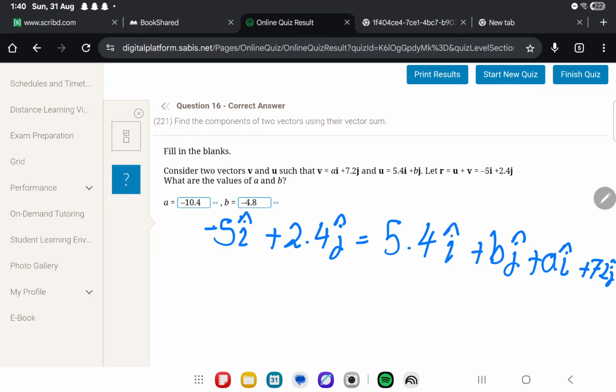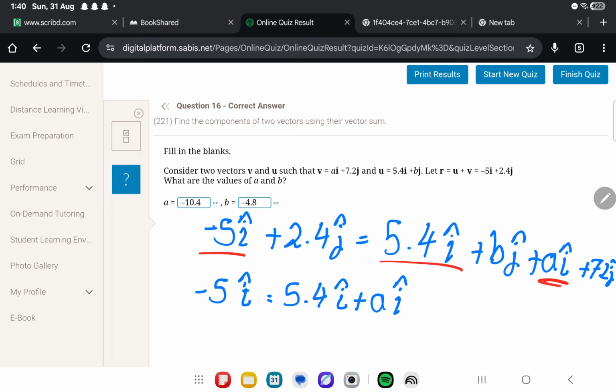Now, what do you do here? You're gonna group your i with i and then your j with j. So, negative 5i is equal to 5.4i plus ai. Right? We're grouping this i, this i is going to be equal to this i plus this i, right? Because in the end, this is our final vector. So solving for a, you can do this with an equation solver or in your head, basically. Take this to the other side. a is going to equal negative 10.4. This is our answer. Okay.